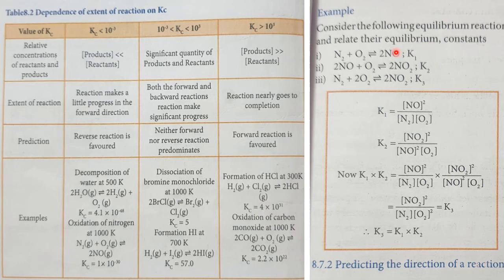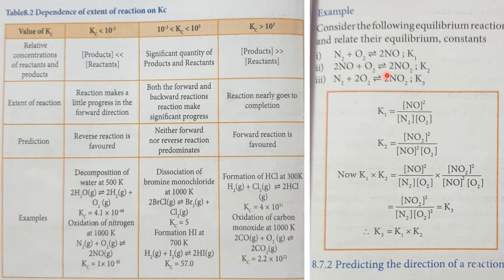Then some examples are given to calculate K1, and one example is given showing how this is used to predict the direction and extent of reaction. N2 plus O2 gives 2NO, and that equilibrium constant is given by K1. Then NO plus O2 gives 2NO2, and that equilibrium constant is given by K2. Then the third equation, N2 plus 2O2 gives 2NO2, and that equilibrium constant is given by K3.